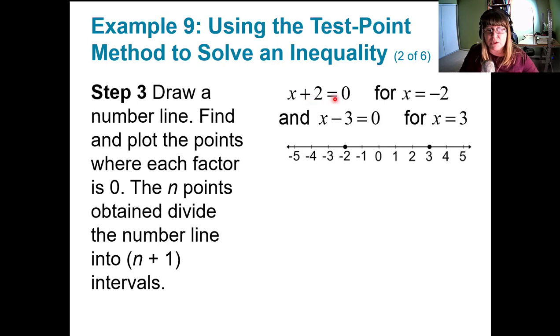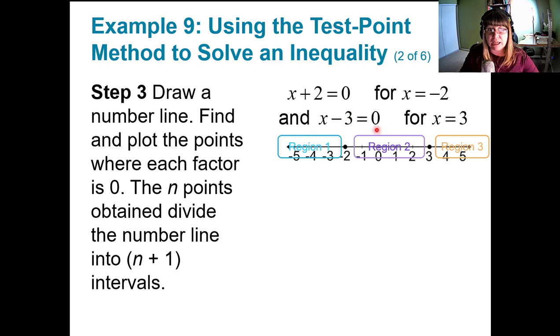So for x plus 2 equals 0, we get x equals negative 2. This is going to be one of our critical points. x minus 3 equals 0, well, that means x equals 3. 3 is going to be a critical value. That means we have divided up this number line into 3 regions. Anything below negative 2, the values between negative 2 and 3, and the values above 3. The value at negative 2 is a critical point, and the value at 3 is a critical point.